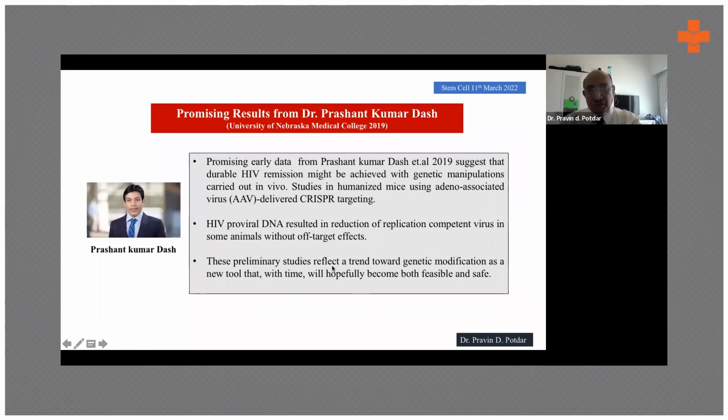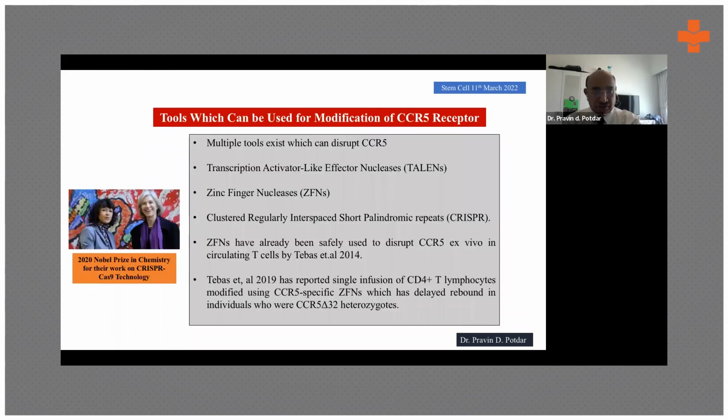These preliminary studies reflected a trend towards genetic modification as a new tool that with time will hopefully become both feasible and safe for the patient, and it will be less costly and less cumbersome than bone marrow transplantations. The tools which can be used for the modification of CCR5, multiple tools exist. One is transcription activator-like effector nucleases, TALEN, zinc finger nucleases, ZFNs, and clustered regularly interspaced short palindromic repeats, CRISPR. But nowadays, most people are using CRISPR technology, which is easier.